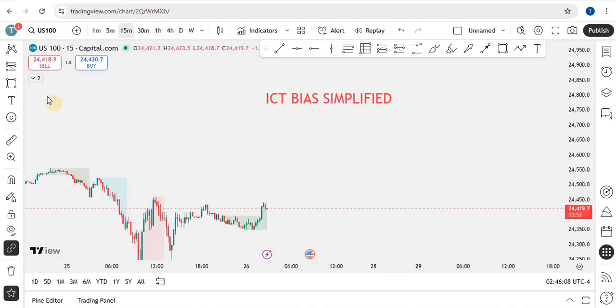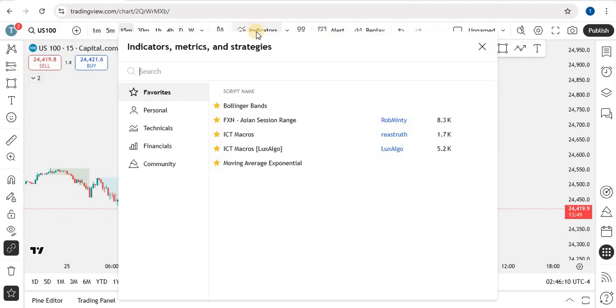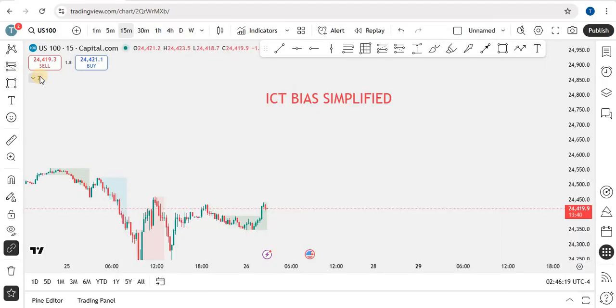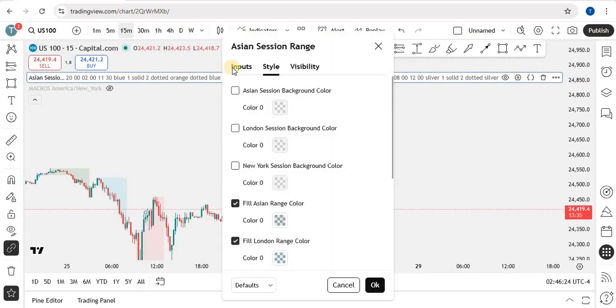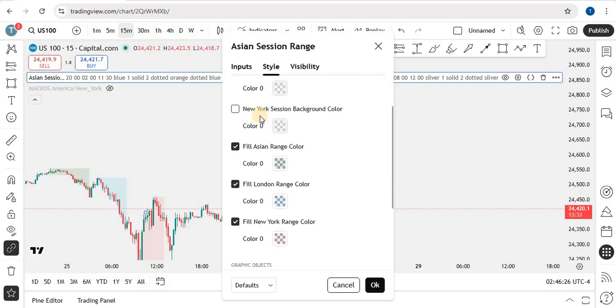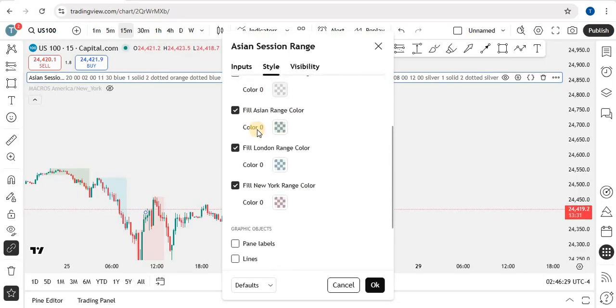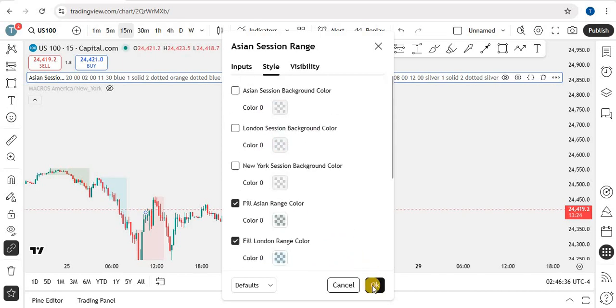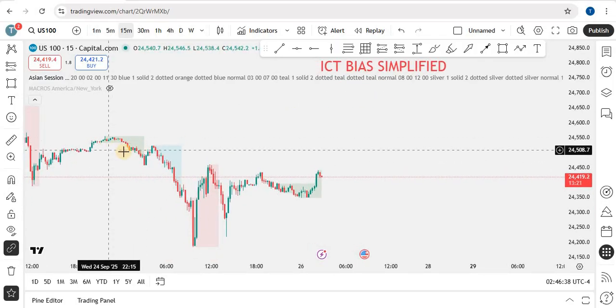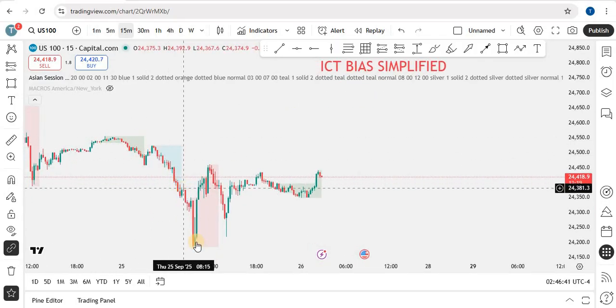First of all, many of you ask me about the indicator for sessions. I am using these FX and Asian session range from Raw Minty. You can use this, and for settings I will give you the settings that I use. In inputs I didn't change anything. In styles, just copy this one. Here are the colors for Asia, London and New York. You can put on what you like, and uncheck all the remaining things. So here the simplified things are Asian range, London and New York.